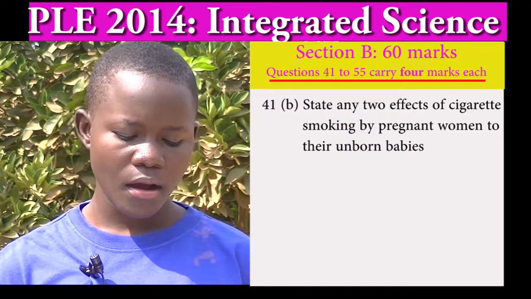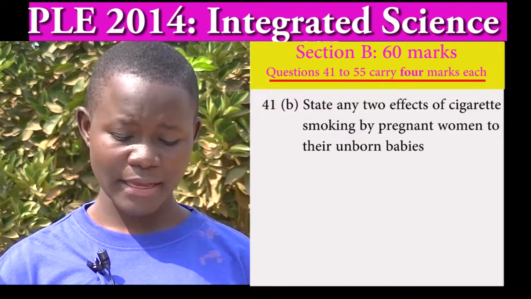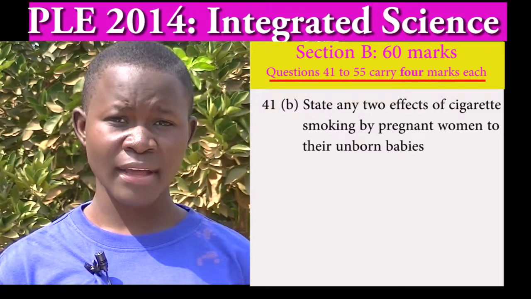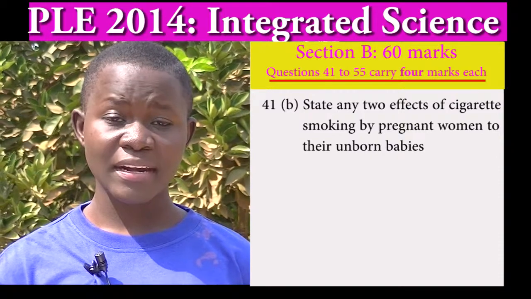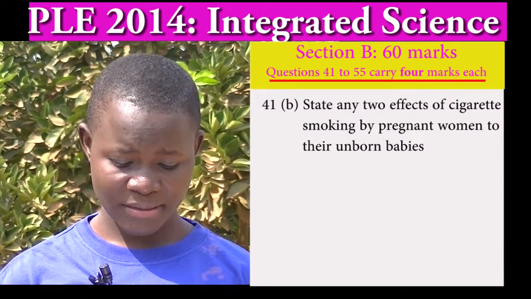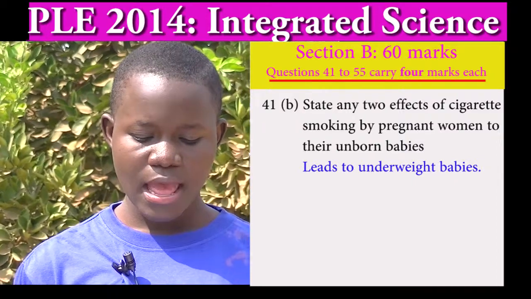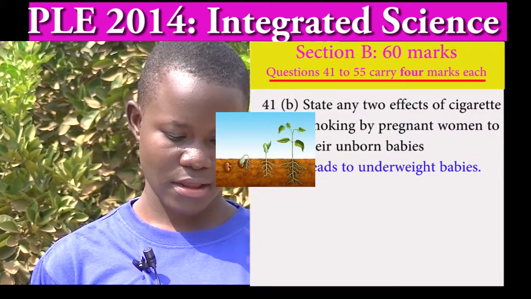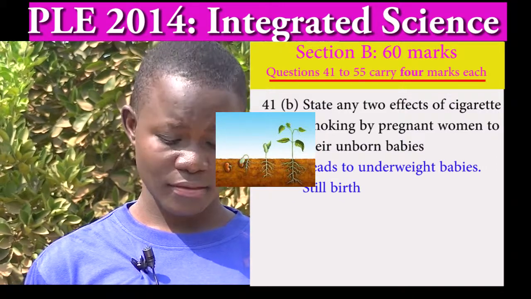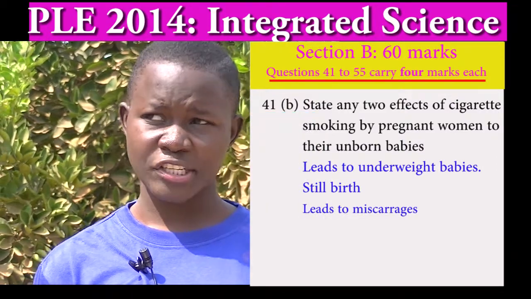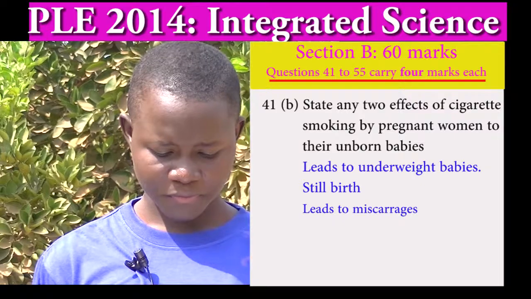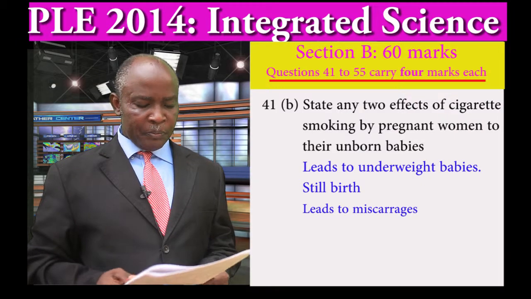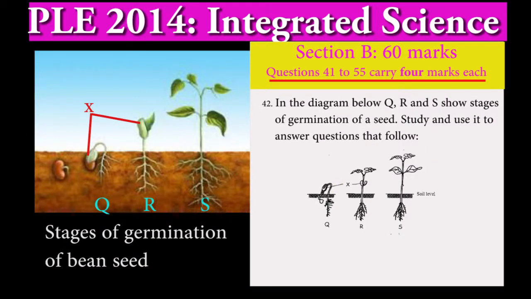B. State any 2 effects of cigarette smoking by pregnant women to their unborn babies. Leads to underweight babies, stillbirth, miscarriages.